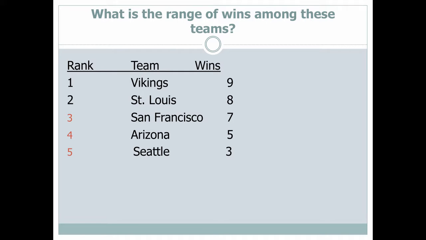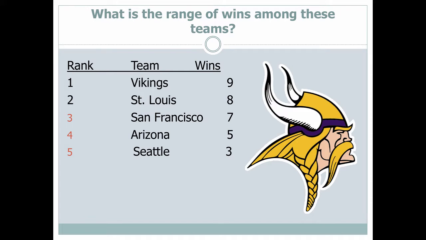But here's another example. What would be the range here for wins among these teams? So you have Vikings, St. Louis, San Francisco, Arizona, Seattle. Vikings had 9 wins, so this one would be your high score. And it seems to me that Seattle had the least number of wins, so this would be your least score. So in order to calculate range here, you would simply go 9 minus 3 equals 6. So 6 would be your range.